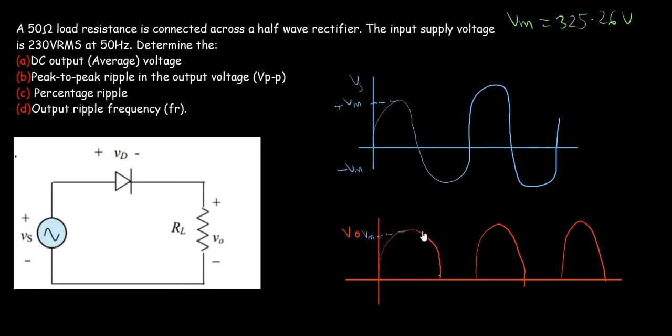But I see here the output voltage is pulsating, that it is going up, coming down, going up, coming down. So it will go up to some extent, then come down to 0, then go up to some extent, then come down to 0. So that's the output voltage. Okay, so we've been asked to find a peak to peak ripple in the output voltage.